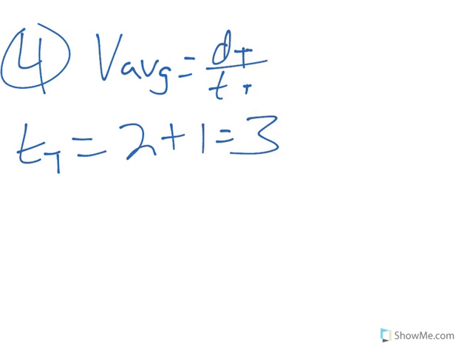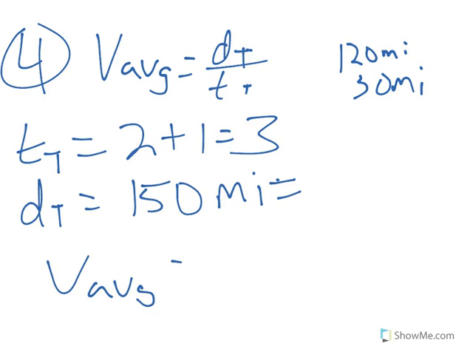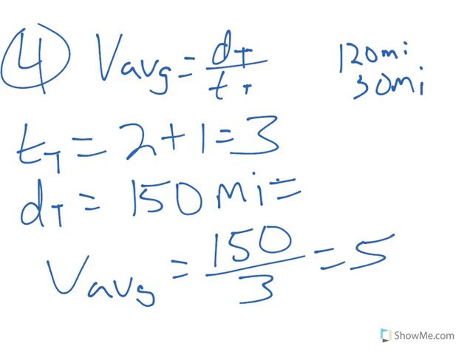Okay? And then what we do is we go 120 miles in the first leg, and then we go 30 miles in the second leg. So our total distance is equal to 150 miles. All right, so that means that we have an average speed of 150 divided by 3, and that is 50 miles per hour. Okay?